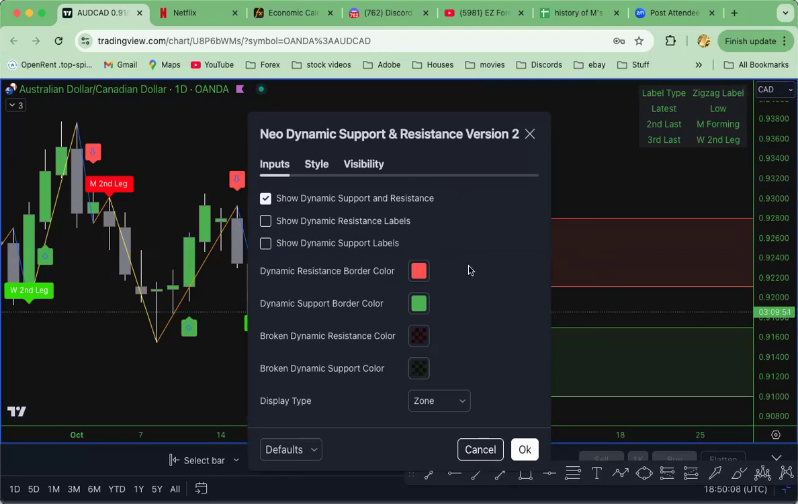But with this dynamic support and resistance, everything is pretty much already pre-set up for you. You don't have to worry about it too much. It's going to be out for the users by tomorrow. So that'll be Wednesday, the 6th of November.